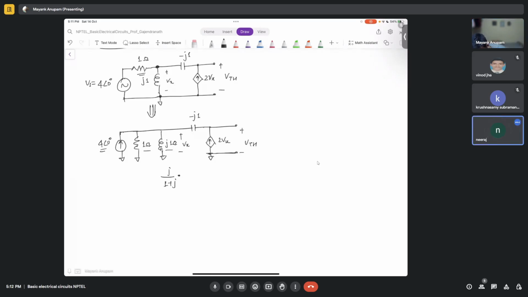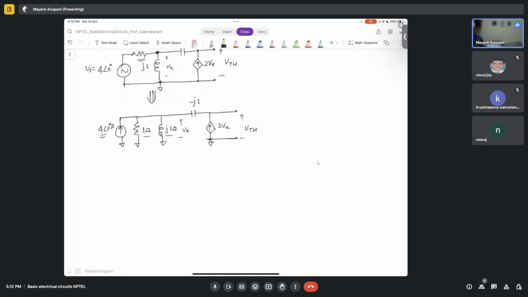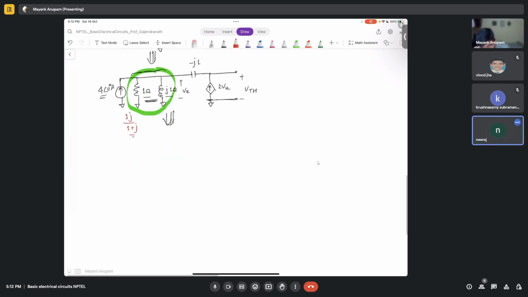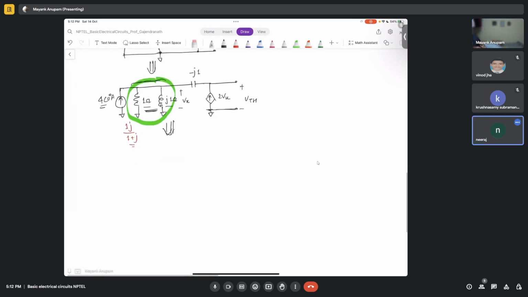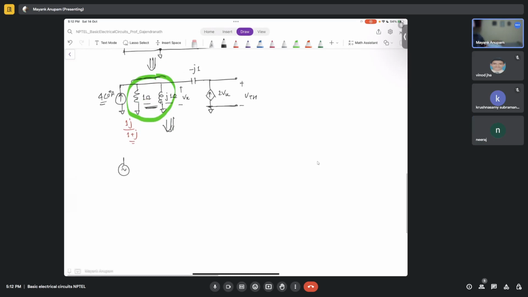4 amperes. Sorry, this is 4 amperes, right? And this is the situation. Now we'll again do source transformation here. The equivalent impedance of this, how much was it? 1j by 1 plus 1j. Correct? This was 1j divided by 1 plus j. Yes. So again, we'll do source transformation.